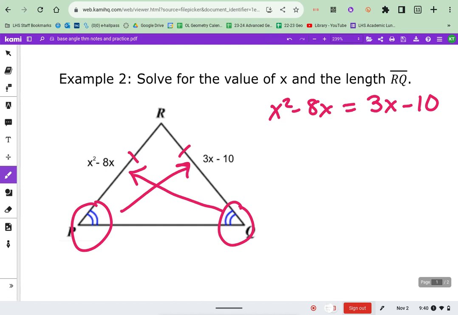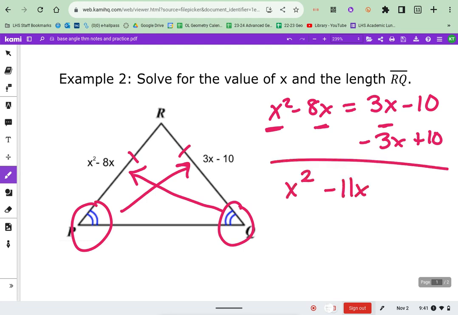Okay, and so remember, if you see an x squared and regular x's in your equation, what will you have to do? Factor. So before we factor, let's move everything over to the left side so we have an equal 0. So I'm going to subtract 3x and add 10 to both sides. So I get x squared minus 11x plus 10 equals 0. And I will give you guys a second to practice factoring, and then we'll check it together.